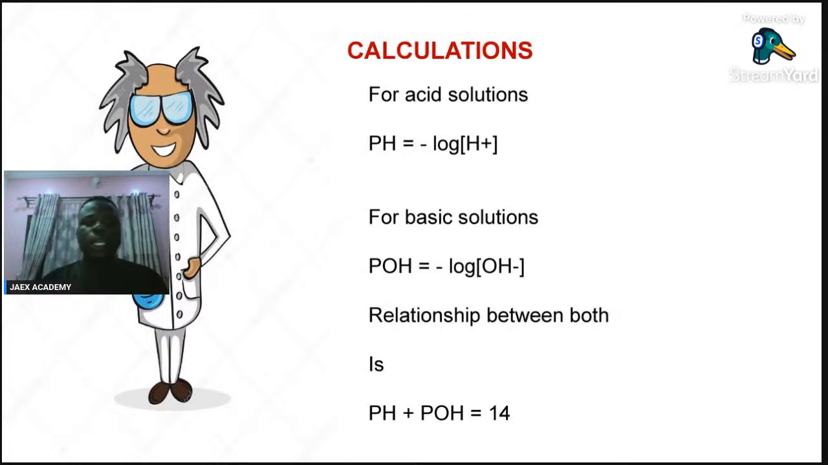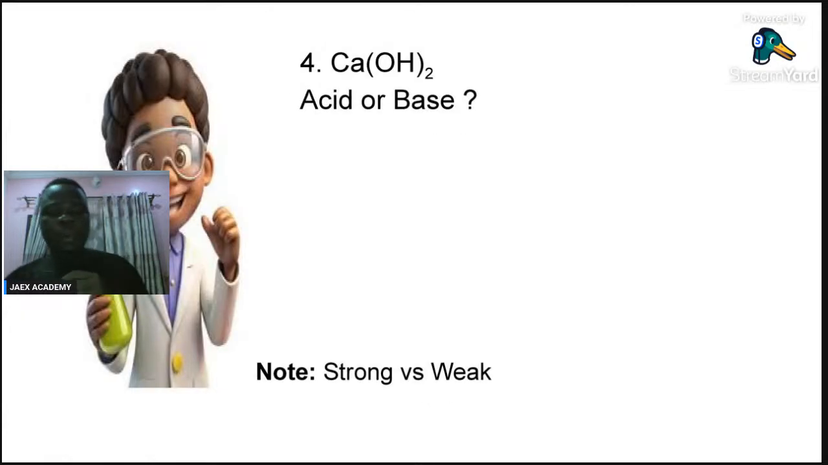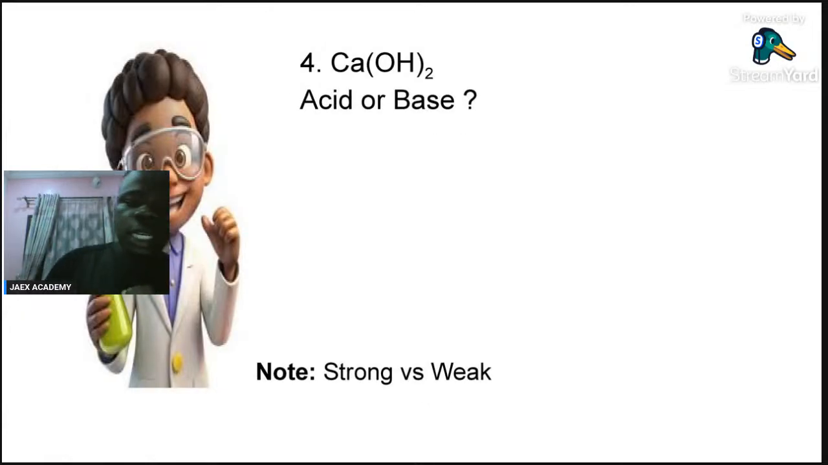Now, ladies and gentlemen, we are moving to the calculation parts. There's a part I skipped here. What is a strong acid? A strong acid ionizes completely, while a weak acid ionizes incompletely.